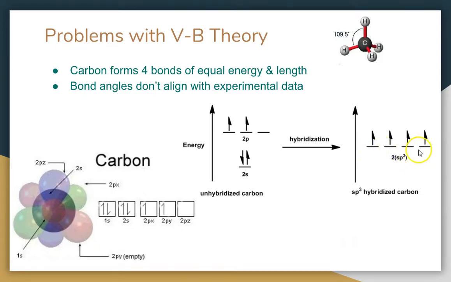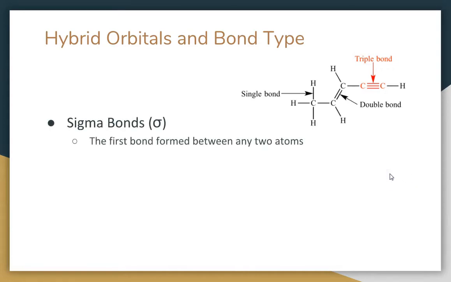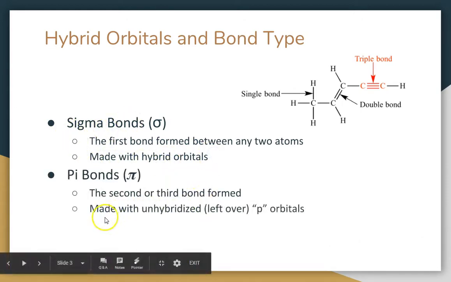make 4 equal orbitals. This can get really confusing, but we're going to keep it simple and straightforward by saying that a sigma bond is always the first bond, and they're always made with hybrid orbitals. I can't stress this enough. A sigma bond is always a hybrid orbital. Meanwhile, a pi bond is going to be an unhybridized orbital, a leftover p orbital that hasn't been hybridized.